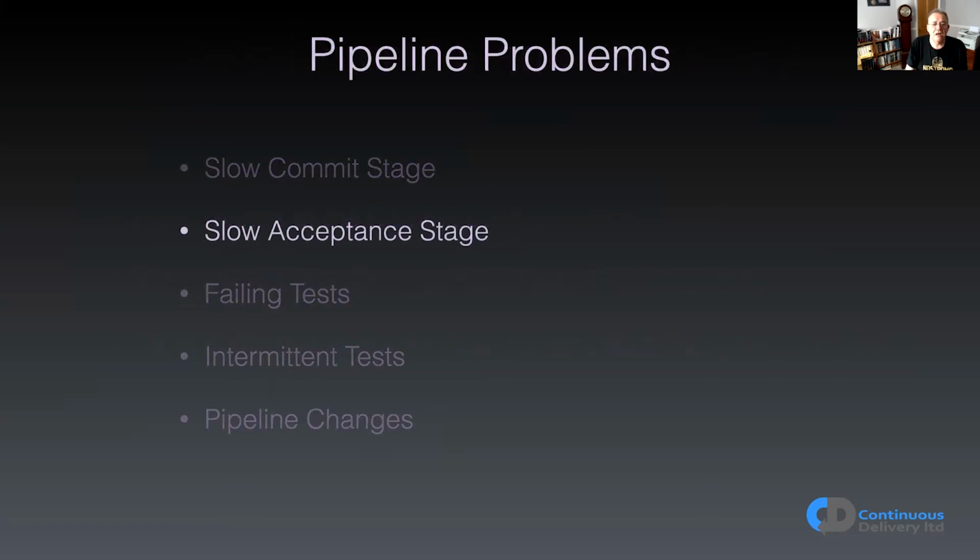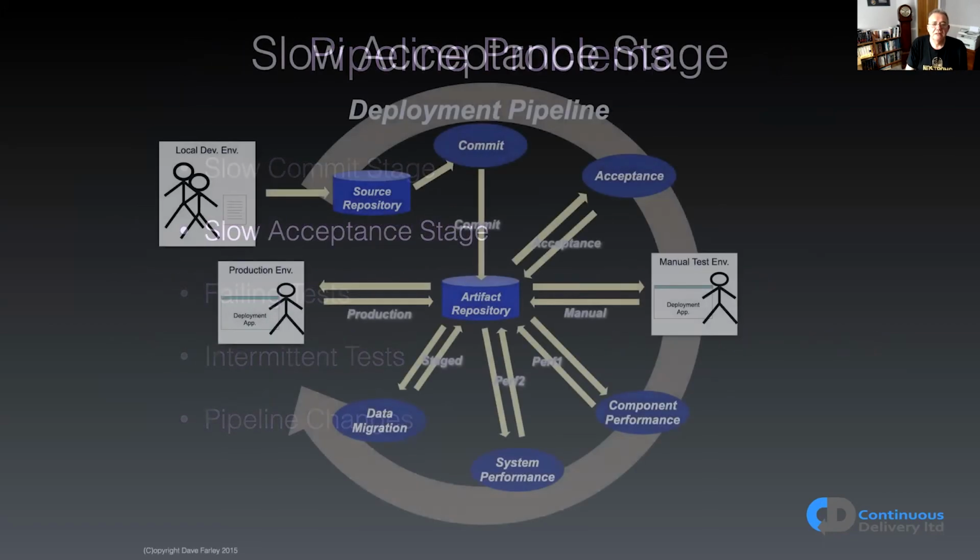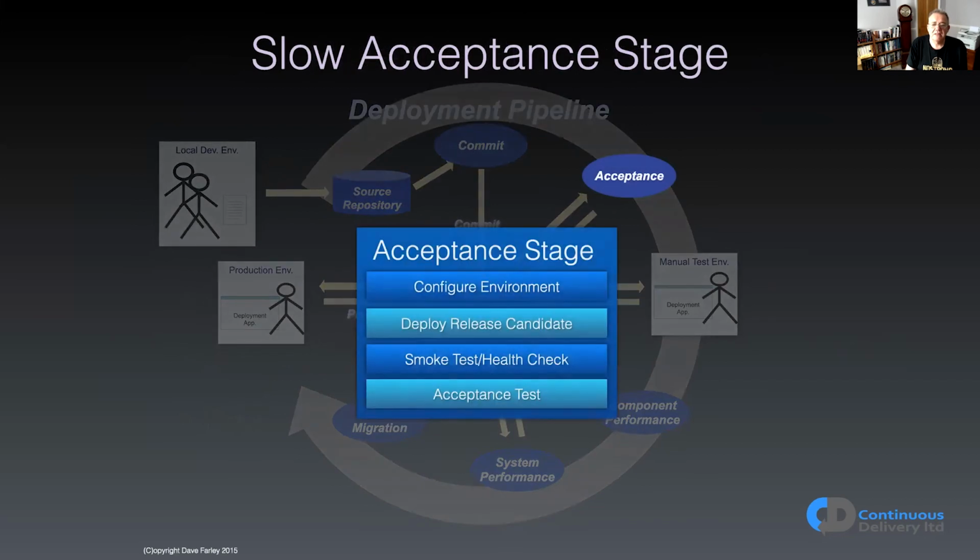Next on my list are slow acceptance tests. So here's the acceptance test. Generally, this is the pattern for acceptance tests. We're going to configure the environment in some way. We're going to deploy a release candidate. We're going to run a smoke test or a health check to make sure that the release candidate is up and running and ready for use. And then we're going to run the acceptance tests.